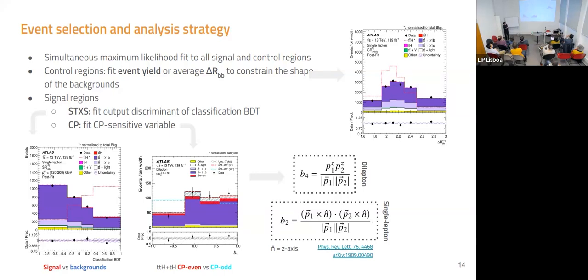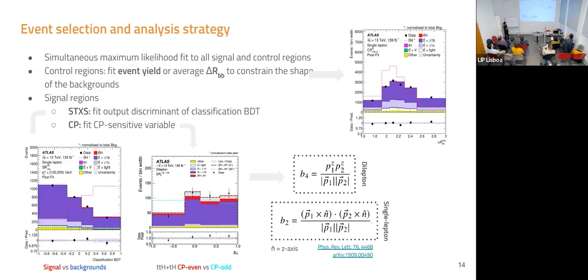And then the black points are data. And on the bottom pad, you see the ratio between data and the total prediction from Monte Carlo. In the signal regions, in the cross-section measurement, we fit the output of the discriminant of the classification BDT, which is the plot here on the left, where you clearly see the separation between signal in red and the backgrounds in blue. And in the CP analysis, we fit a CP-sensitive variable.